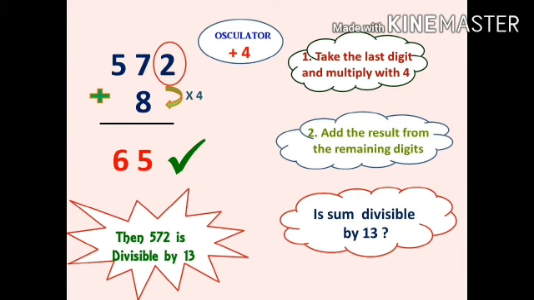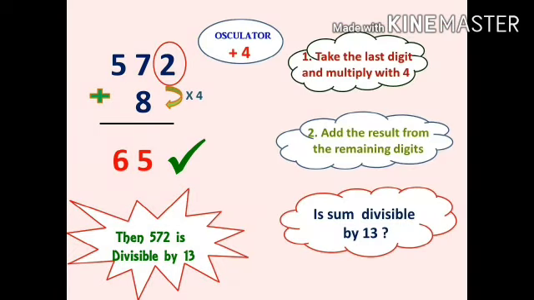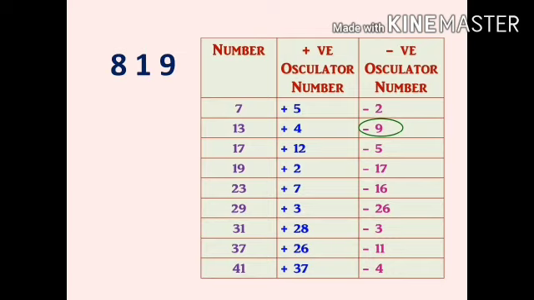So next we are going to check the divisibility rule of 13 using the negative oscillation method. For that, first we have to know the negative oscillator number for 13. The negative oscillator number for 13 is minus 9. So let us take a note of it.